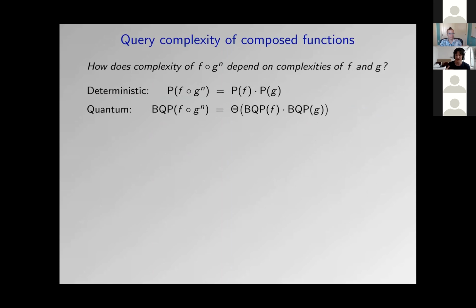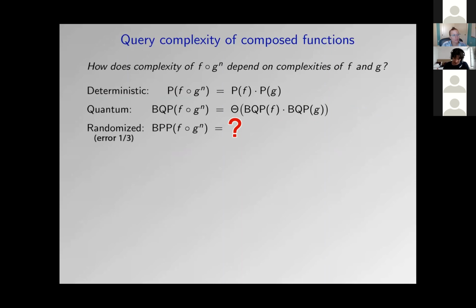It's also true even in more complicated settings, something called quantum query complexity, that for the composed function, its query complexity is multiplicative. Now up to constant factors, but this was a really deep theorem proved roughly a decade ago. Well, the focus of this talk is the randomized case, which is still not completely understood.